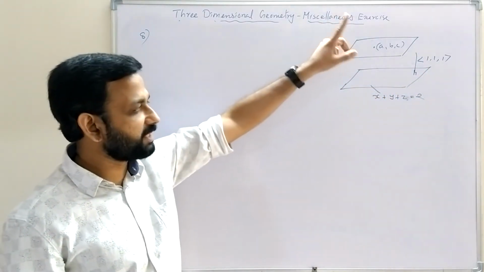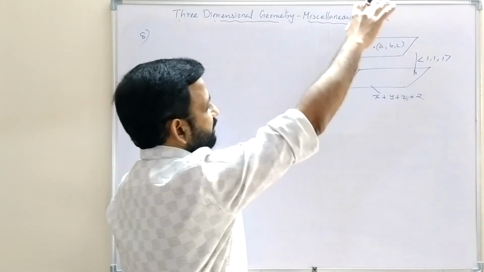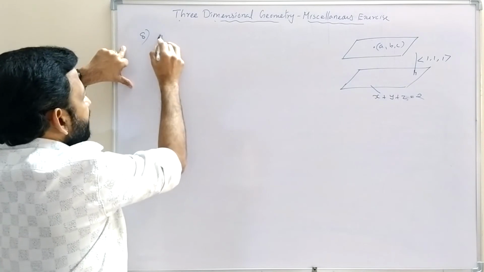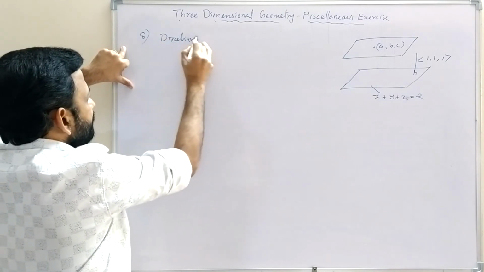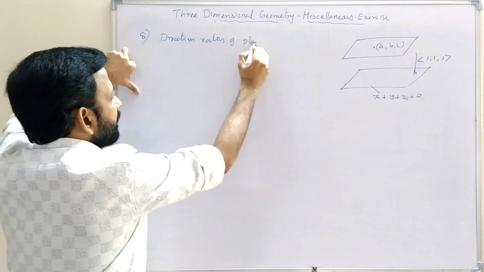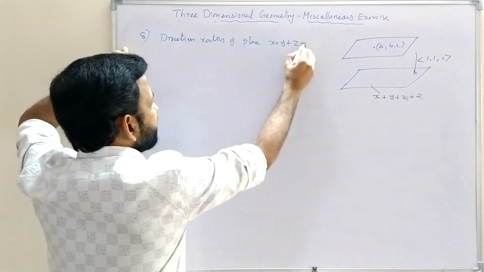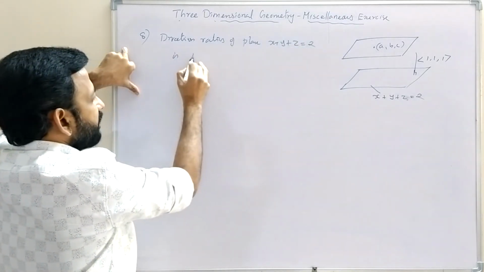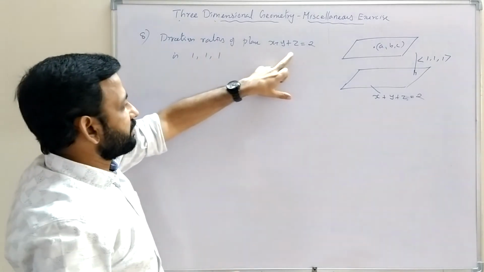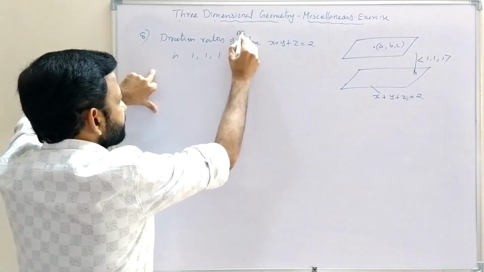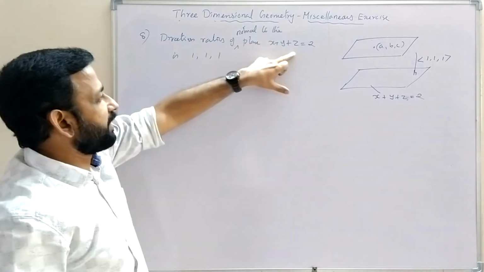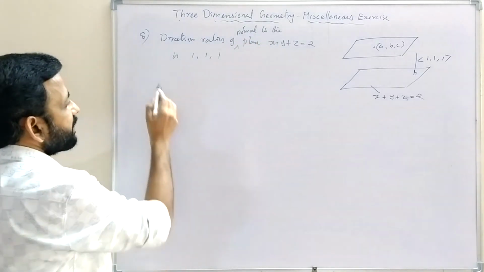The formula is a into (x minus x1) plus b into (y minus y1) plus c into (z minus z1). So we will write the direction ratios of the normal to the plane x plus y plus z equal to 2, which are 1, 1, 1.